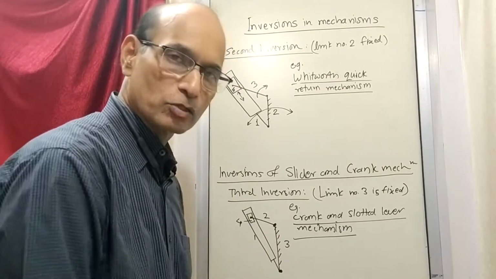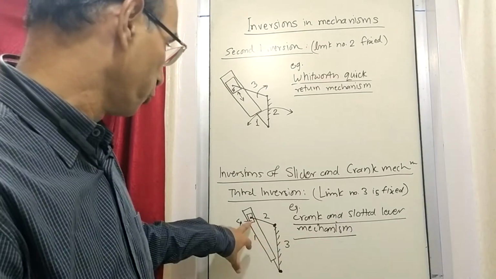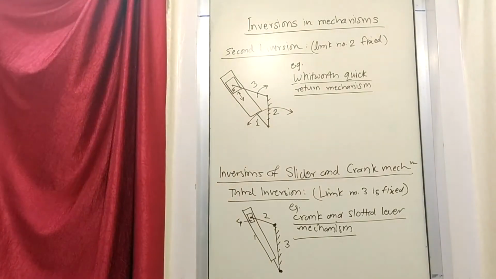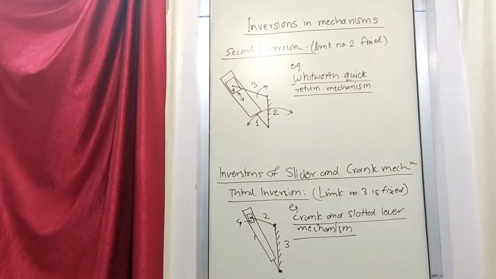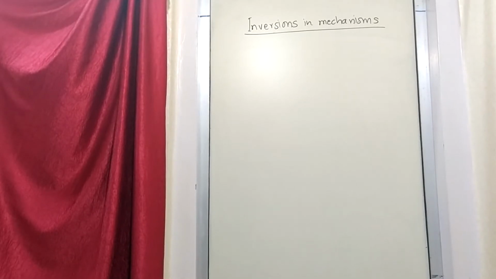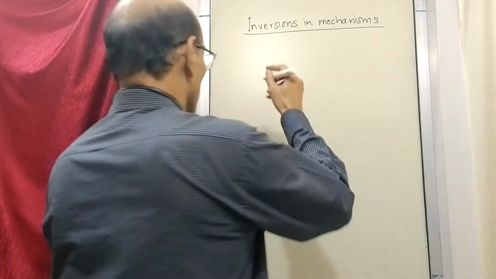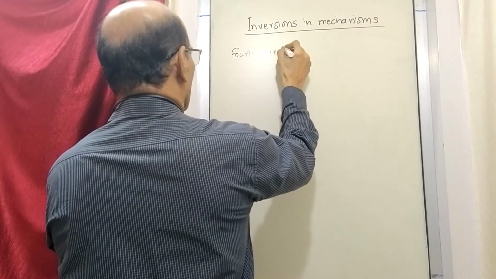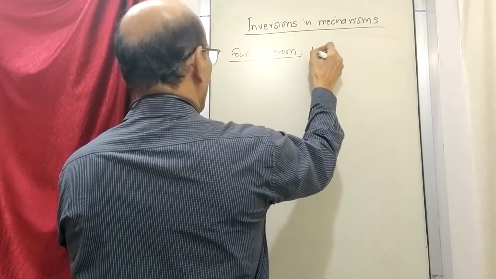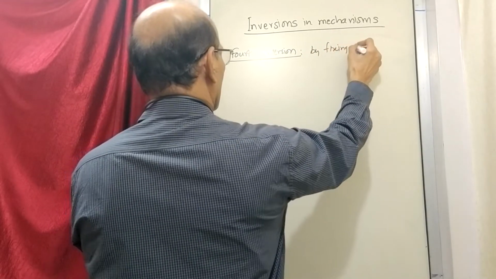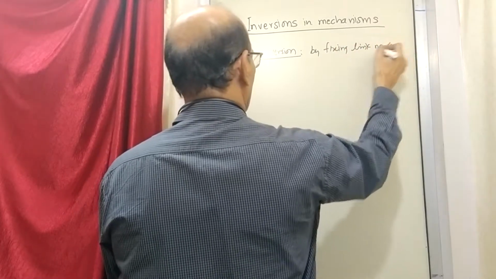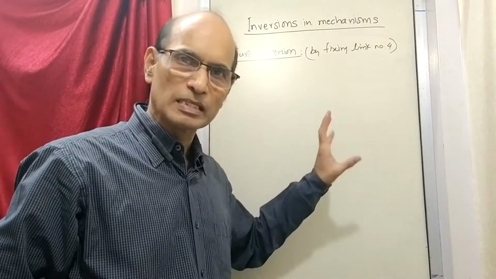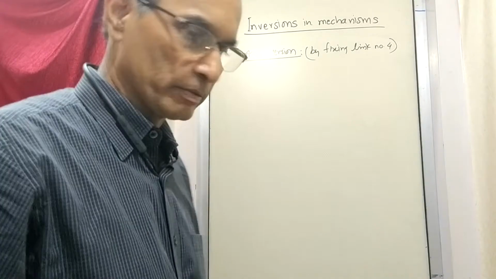So having seen this, now let's go to the fourth inversion where link number 4, that is this box, is fixed, the slider is fixed. Let's see how this is done. Just jot down. So now fourth inversion, by fixing link number 4. Now before we understand the mechanism, we will just make some preliminary sketches.